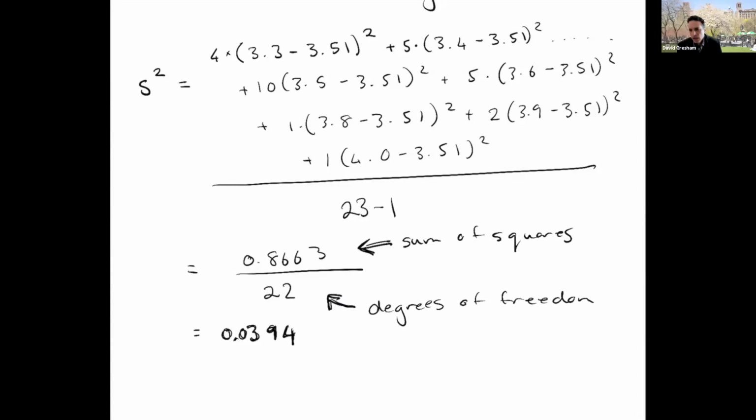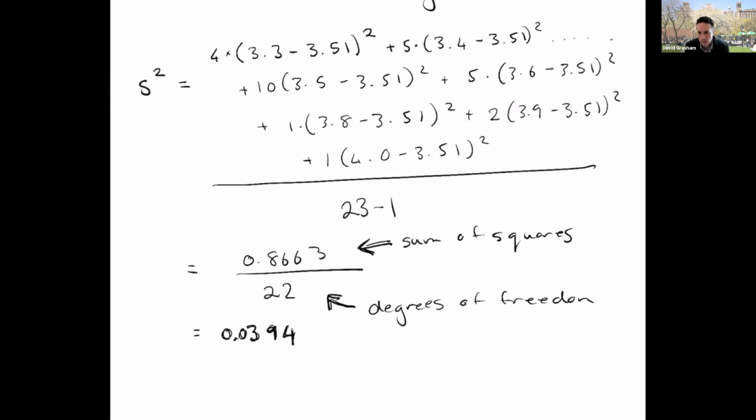Okay, and so that's how we calculate the variance: taking the sum of squares, so the sum of squared differences of each of the values subtracted from the mean, squaring them so that negative values become positive, adding them all up, and dividing by the degrees of freedom. We get 0.0394. So 0.0394 is the variance of our GPA data.